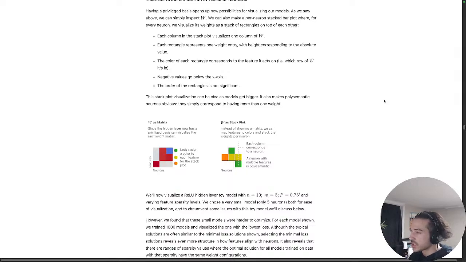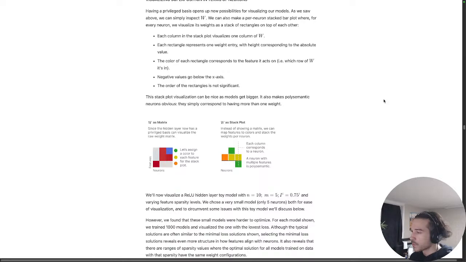W is a matrix. Since the hidden layer now has a privileged basis, we can visualize the raw weight matrix. So we see neurons, features. Let's assign a color to each feature for the stack plot. So the top feature becomes green, the middle feature becomes yellow, and the bottom feature becomes orange. Then W as a stack plot. Instead of showing a matrix, we can map features to colors and stack the weights per neuron. Each column corresponds to a neuron. A neuron with multiple features is polysemantic.